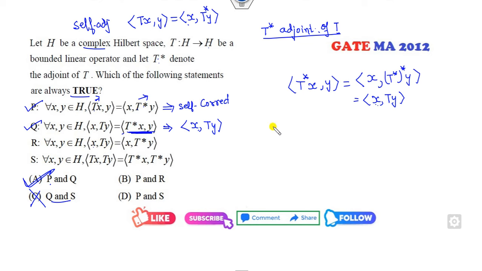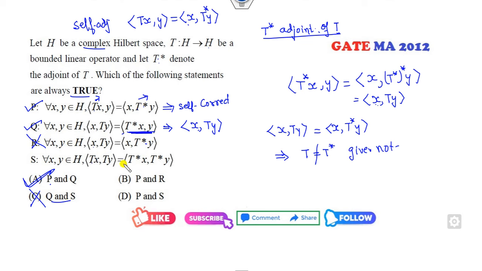x Ty is equal to x T star y. What does it mean? It means T is equal to T star, but that is not given to you. They simply say they are adjoint. It doesn't mean that T is equal to T star. Is it given? It is not given. So it means this is not always true.